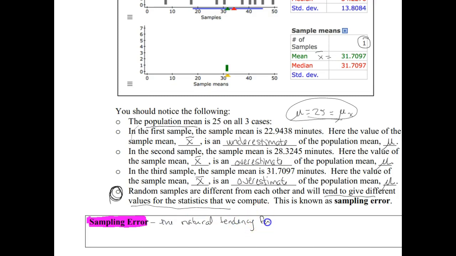for samples to be different from each other and to be different from the population from which they are taken.